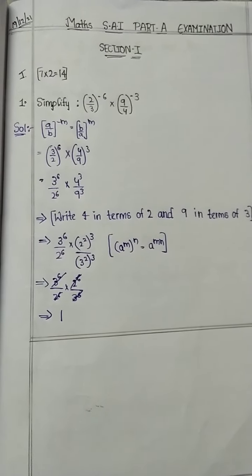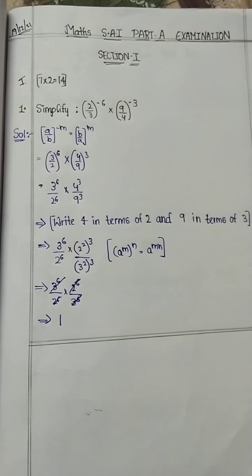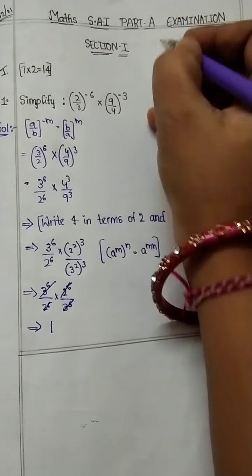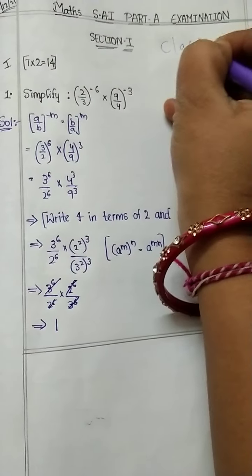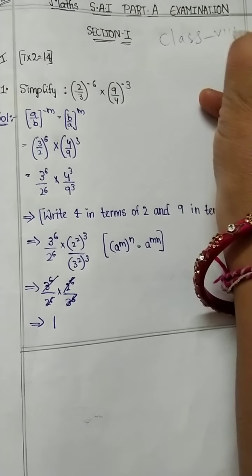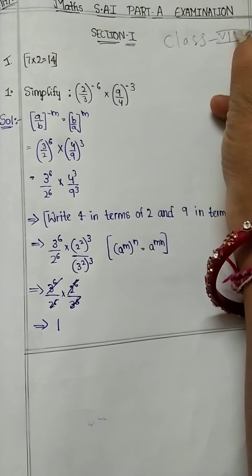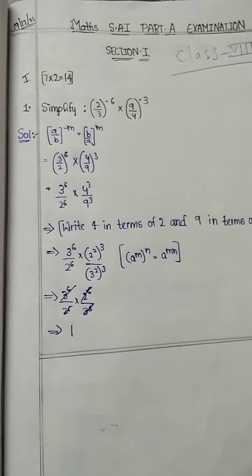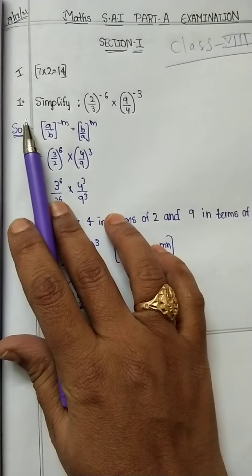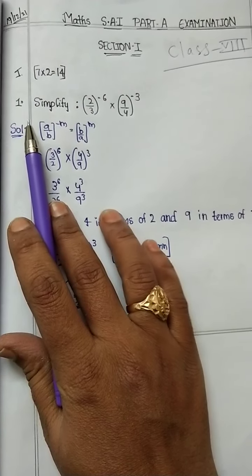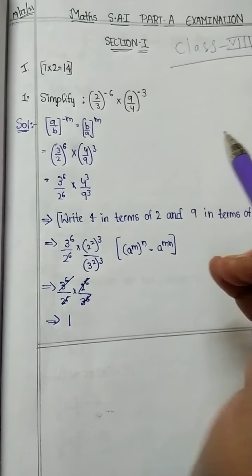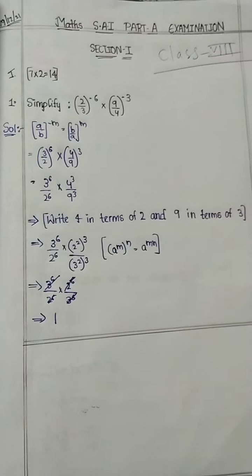In this video, I am going to explain the SA1 Maths question paper for 8th class. See, the first question is given. Actually, you have three sections, no? First section you have 2 marks questions, second section 4 marks questions, third section 8 marks questions, right?